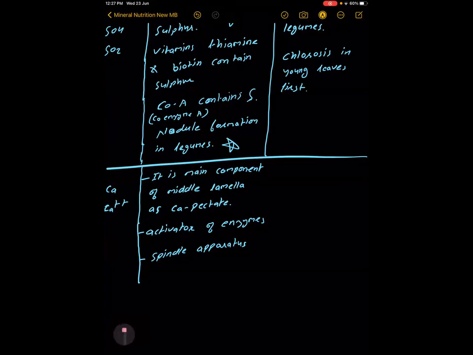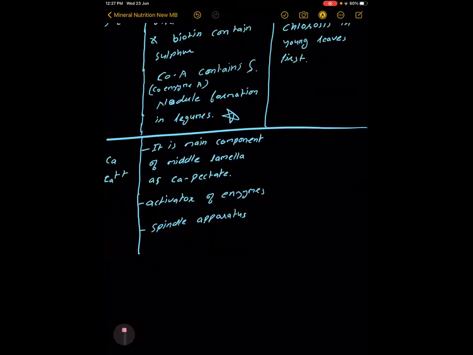Sir, even magnesium forms pectate, so magnesium also forms middle lamella? Calcium and magnesium are both present. Then magnesium should also be non-movable, no, sir? No, it is not related with their mobilization or non-mobilization. It doesn't mean that all these elements have that type of action. If the calcium is non-mobilized, it doesn't mean magnesium should be non-mobilized.